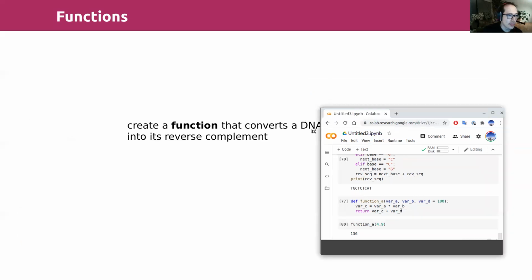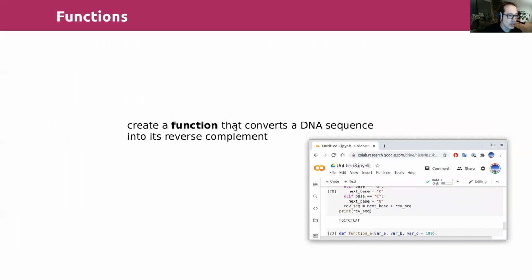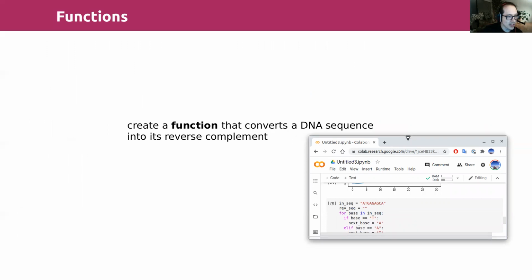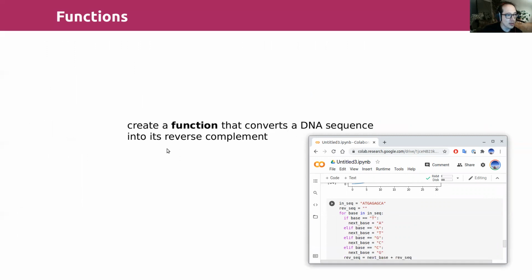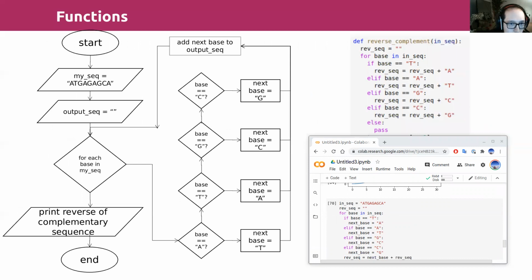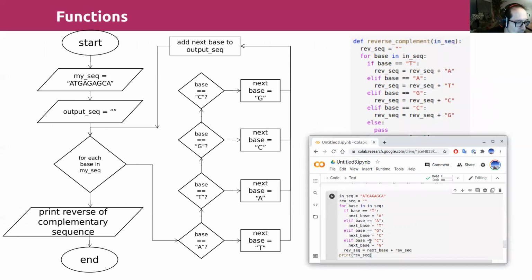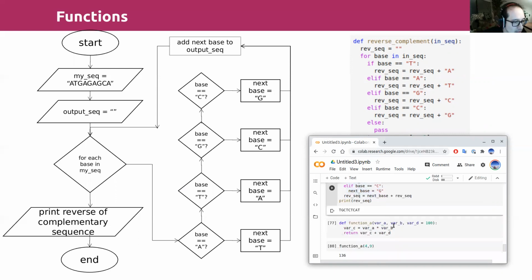Here's a function version. So maybe we don't want to code up this whole thing every time that we did in the last exercise. So convert a DNA sequence into its reverse complement, but this time make it a function. So let's try that. And basically we can just copy and paste the code we've written, except instead of printing the sequence, what I'll do is I'll create a return statement.